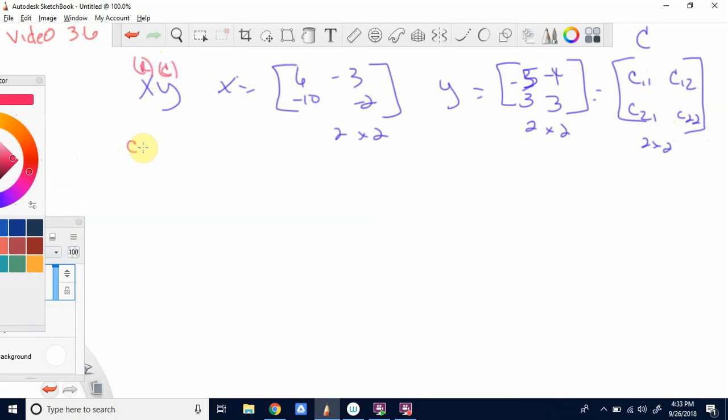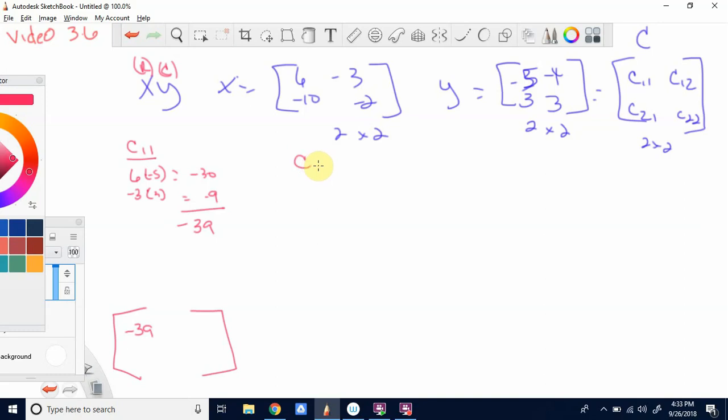So let's start with C11. So we're going to take row 1. So we're going to have a 6 and a -3 times column 1. I'm going to put parentheses, -5 and 3. The result is -30 and -9. You add those together, we get -39. So I'm going to come over here. This really needs lots of work. And that's going to go right here.